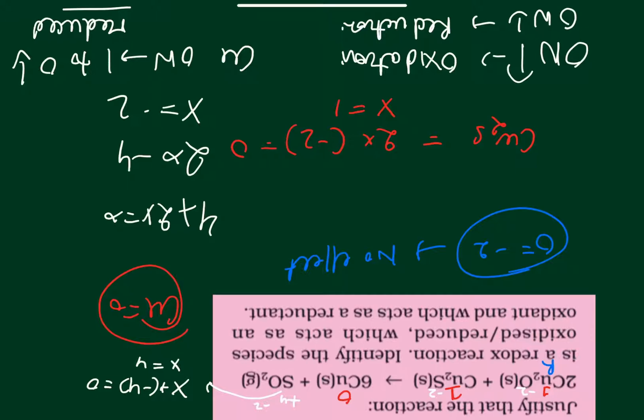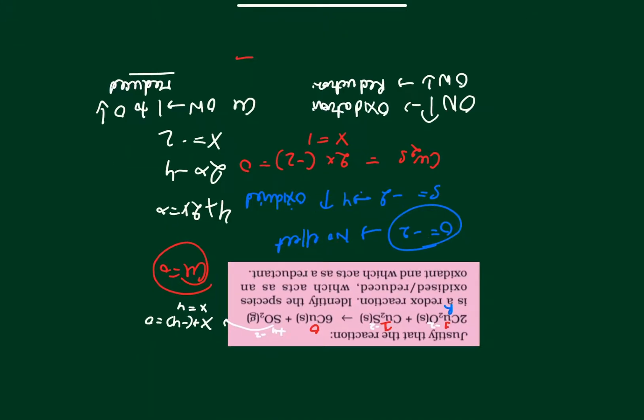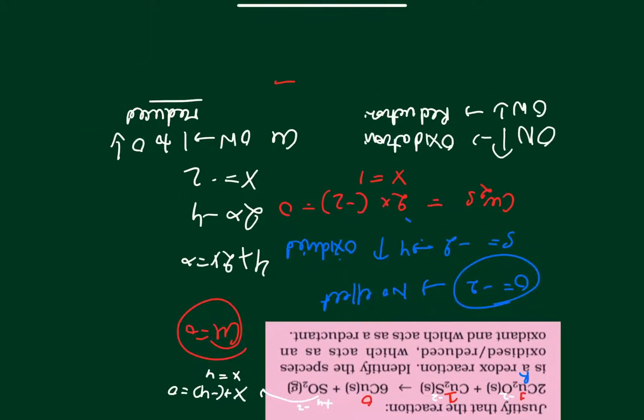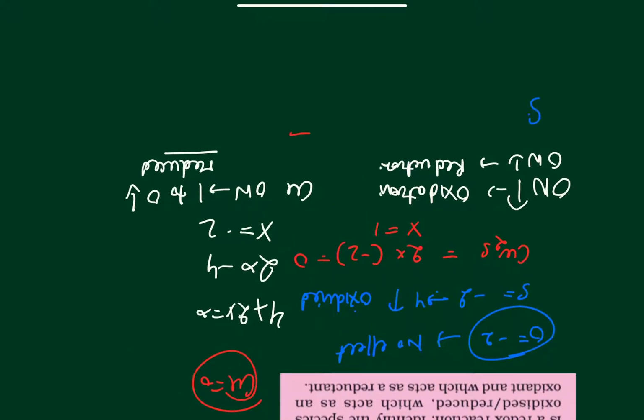Let's see sulfur now. For sulfur, the oxidation state has been -2 and then it has gone to +4. That means it has increased, and when oxidation state increases, that means sulfur has been oxidized. Because the oxidation state of sulfur has increased from -2 to +4, sulfur has been oxidized. So that means in this above reaction, your sulfur has been oxidized, whereas copper has been reduced.